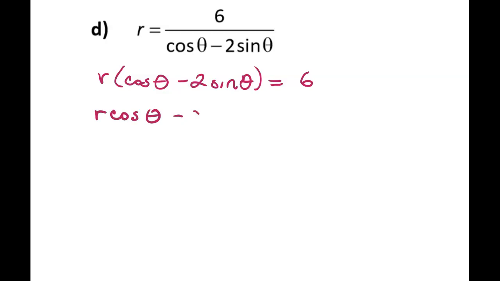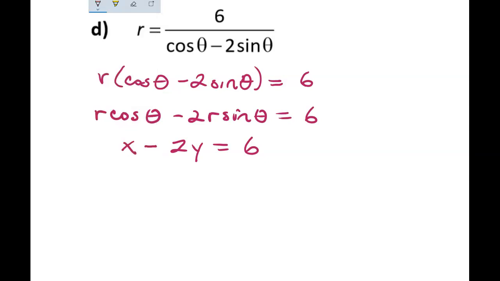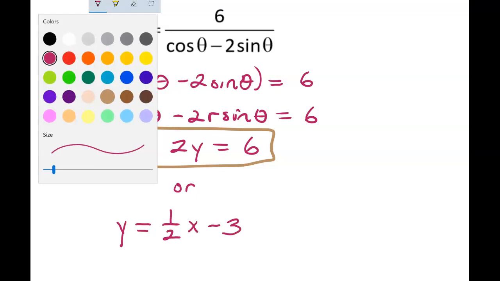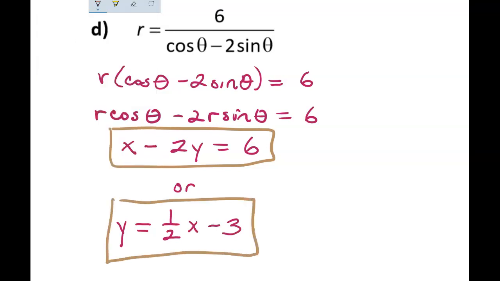Distribute that r to the addition on the inside of the parentheses, and then convert: x minus 2y is equal to 6. R times cosine of theta is x, r times the sine of theta is y. That's an equation in standard form for the equation of a line, so that's fine. If you want to, however, another acceptable form for the equation of a line is y equals mx plus b. So if you wanted to do that, y is equal to 1/2 x minus 3 if you solve for y. I don't know why you would. You can just leave it in standard form.